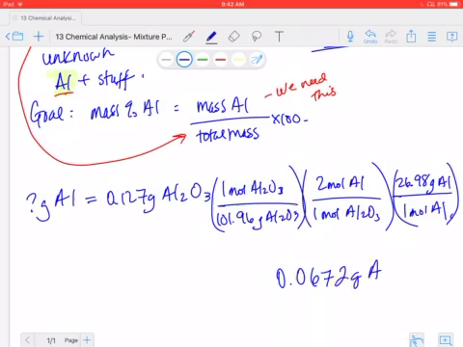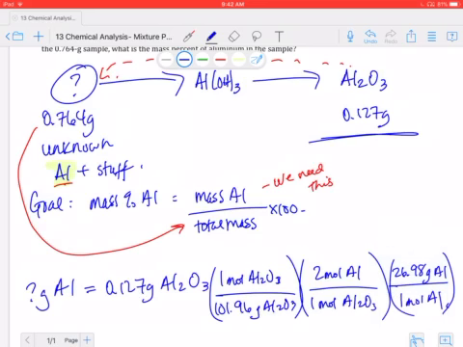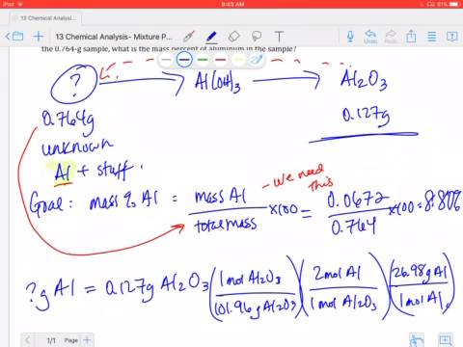0.0672 grams of aluminum. That was the goal that we started with. Remember, if I had 0.0672 grams of aluminum here, then I had to have had that same mass of aluminum in the original sample. So we're going to plug these back into this equation. I've got 0.0672 over that starting amount, 0.764, times 100, and we end up with 8.8%.